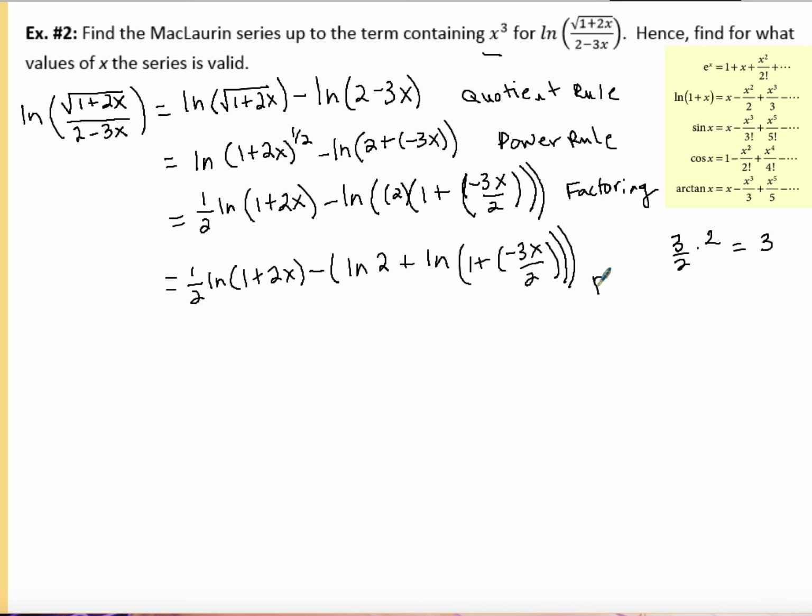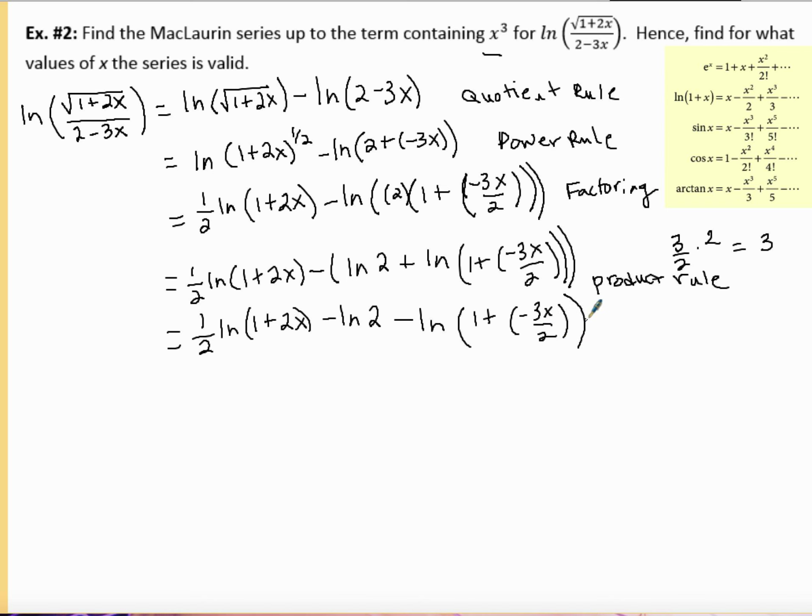That is the product rule of logs. Woo-wee! All right, I'm going to do a little distributive property here. What again? Yes, again. So, I've got 1 half times the natural log of 1 plus 2x minus the natural log of 2 minus the natural log of 1 plus negative 3x divided by 2. That's just a distributive property.